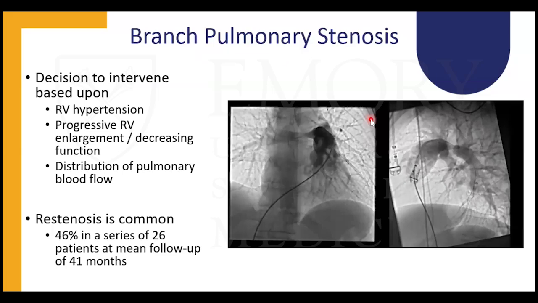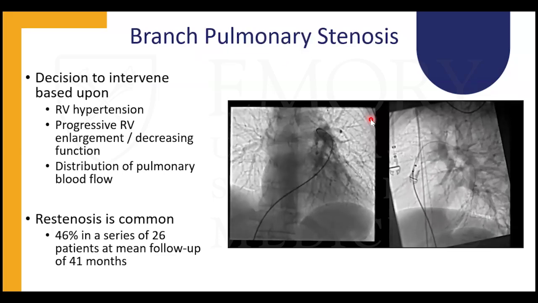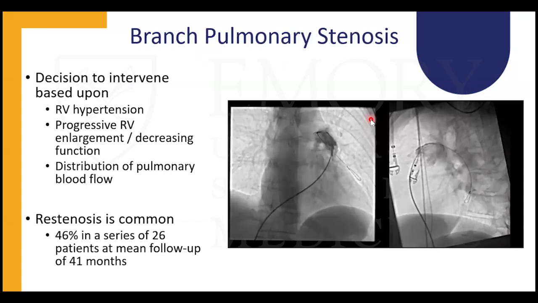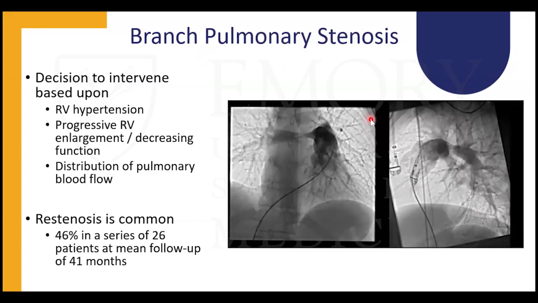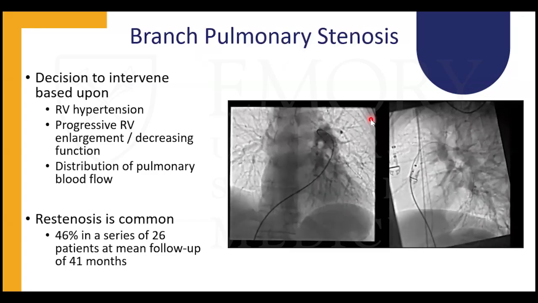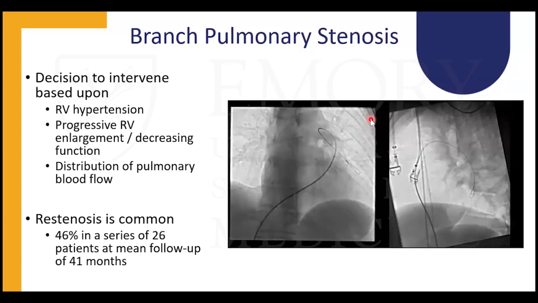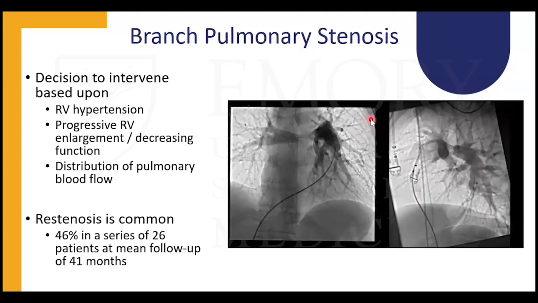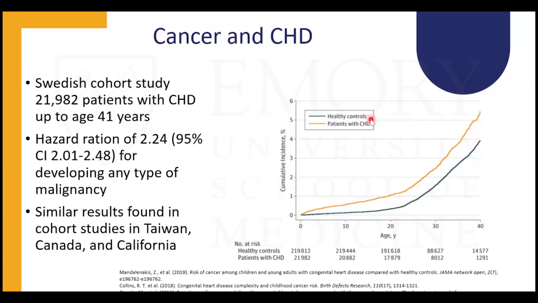They ended up getting intervention on the branch pulmonary artery stenosis, and the decisions to intervene are based on RV hypertension, progressive RV enlargement, or decreasing RV function, and the distribution of pulmonary flow. Restenosis in this patient population is common, and they continue to need follow-up even after intervention.